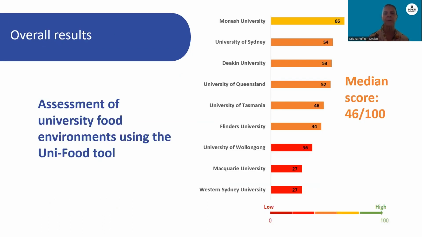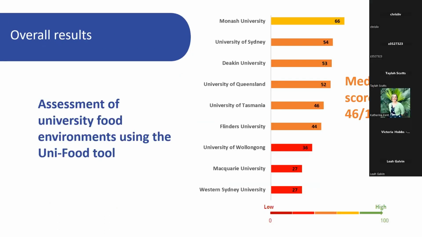So here we've got some overall results. University scores ranged from 27 out of 100 to 66. Monash University, well done, was the highest scoring university overall with 66. And Macquarie and Western University received the lowest overall score.